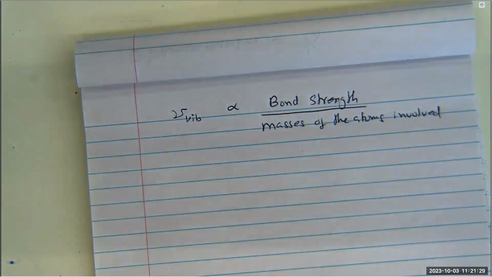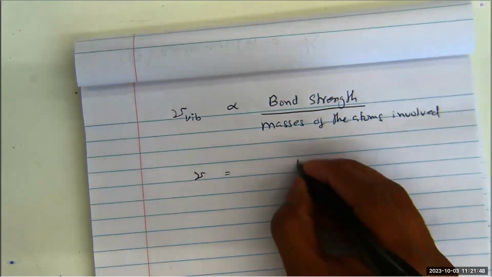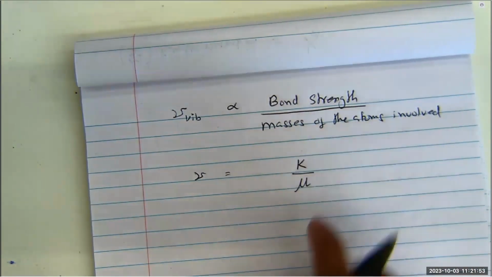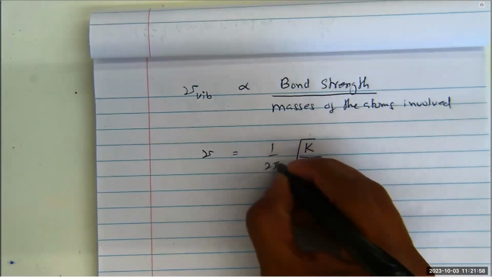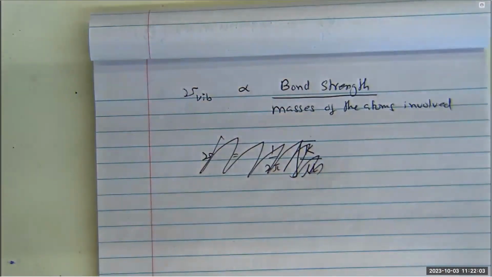Now, in physics, you make the bond analogous to a spring. Then it goes like this: the vibration frequency is equal to 1 over 2 pi times the square root of the spring constant k divided by the reduced mass. Maybe you have seen that. Don't worry about it. I'm not going to play with that. It's the same idea though.